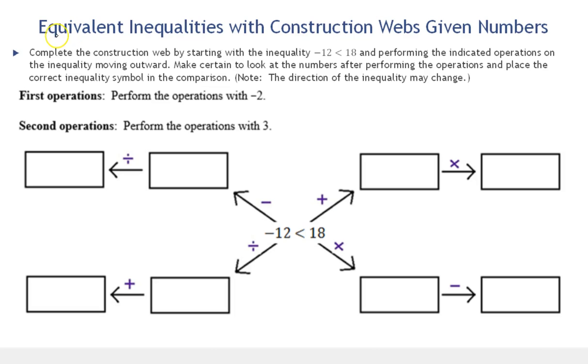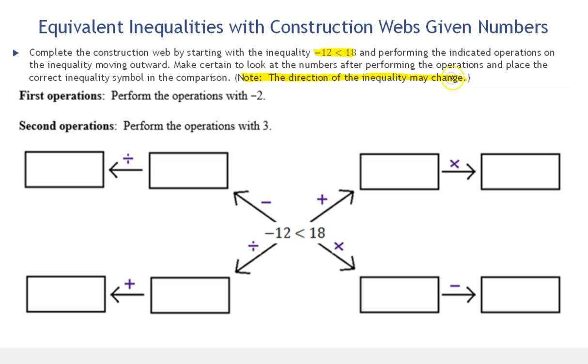In this video, we're going to look at equivalent inequalities with construction webs given numbers. So let's read the directions. Complete the construction web by starting with the inequality -12 is less than 18. So notice we're starting with a true inequality and performing the indicated operations on the inequality moving outward. Make certain to look at the numbers after performing the operations and place the correct inequality symbol in the comparison. Note, the direction of the inequality may change.